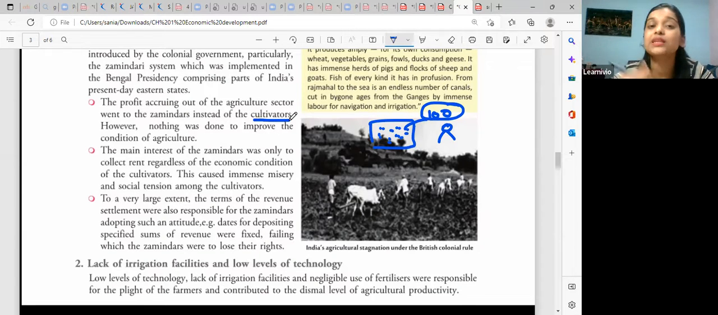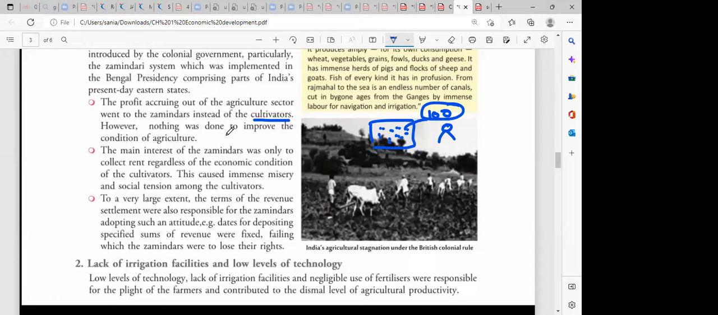Next one is, see, the profit occurring out of the agriculture sector went to the zamindar instead of the cultivator. Cultivators are basically the farmers. However, nothing was done to improve the condition of agriculture. For example, you people are working hard, I am getting the money. I can do two things: either I use that entire money for myself, or I at least improve your condition. But zamindars were taking all the money and doing nothing for the improvement of agriculture. Because of this, people started leaving the agriculture sector. First point clear?